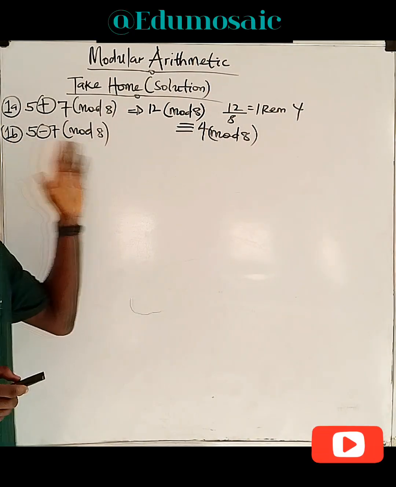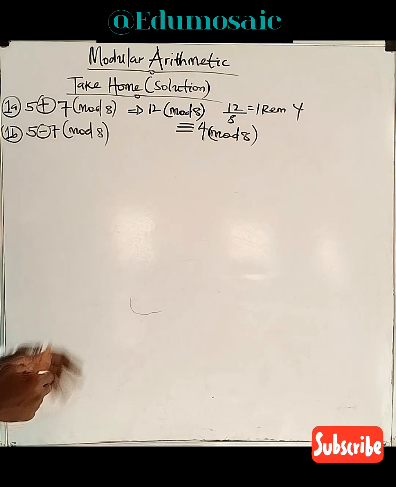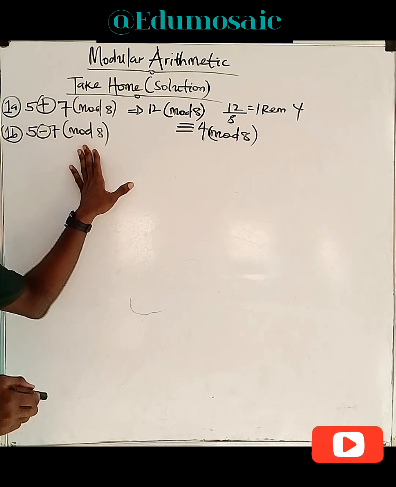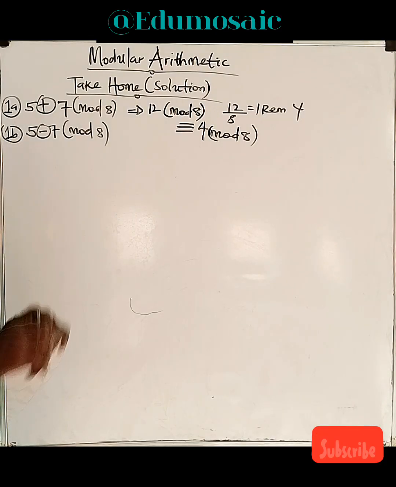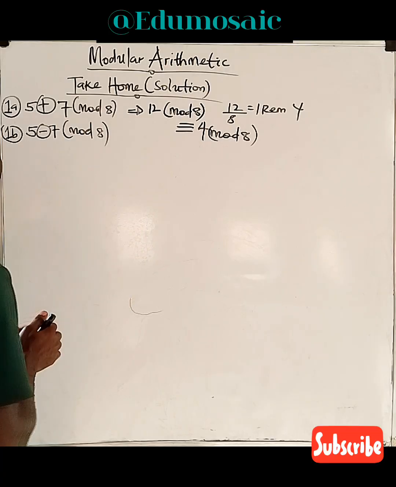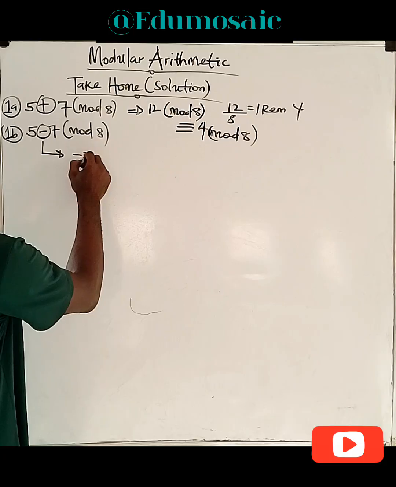I'm very sure that many of us got this right. So 5 plus 7 is 12, so 12 modulo 8 is 4 modulo 8. The same thing applies for this: 5 minus 7 to be written in modulo 8. So you could use a direct approach. After the direct approach, we're going to look at how we could quickly use the operation table to solve this. So 5 minus 7 will give us minus 2.